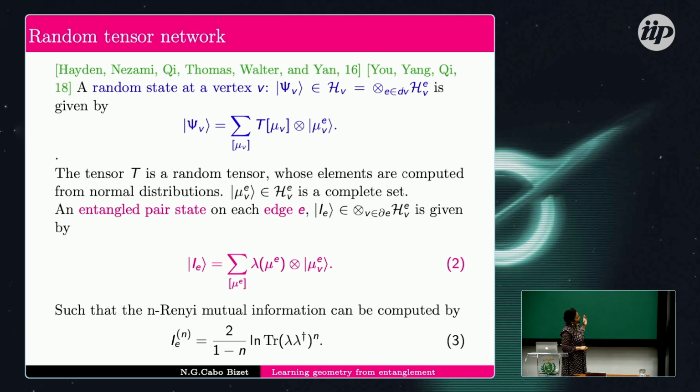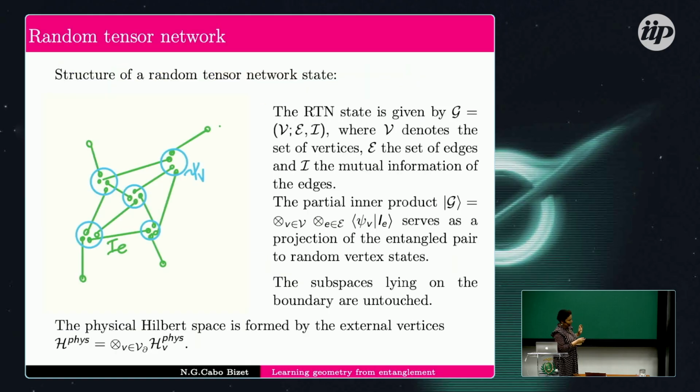The entangled pair state, you can also compose by summing over the different vertices that go to an edge. And this tensor network allows you to compute the mutual information. I'm not using it yet, but this is some information that you can gain from that. And I have a little bit more explanation here. The random tensor network state is going to be given by this set, okay? So vertices, edges, and mutual information. V denotes the set of vertices, E the set of edges, and I the mutual information of the edges.